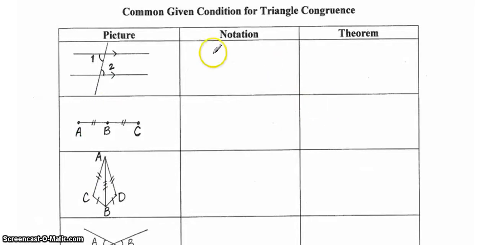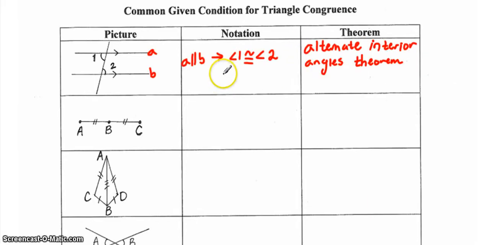On the back side of the sheet, we've got some common given conditions for triangle congruence. We've got a picture, and what you've got to do is figure out which two angles are congruent and what theorem causes them to be congruent. And these are going to be important when we start doing triangle proofs. Here's how I want you to fill them in.